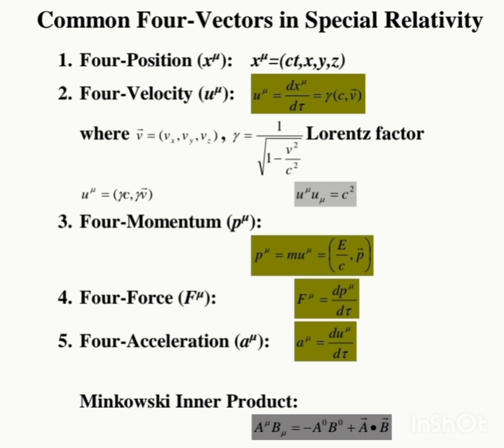Four momentum. The four momentum is the relativistic expression of the classical momentum. It combines the energy and momentum of a particle into a single four vector. It is defined as p^μ = m u^μ = (E/c, p), where m is the rest mass of the particle, u^μ is the four velocity, E is the total energy of the particle, that is γmc², and p vector is the three momentum, that is γmv. The energy and momentum of a particle are encapsulated in this single four vector.